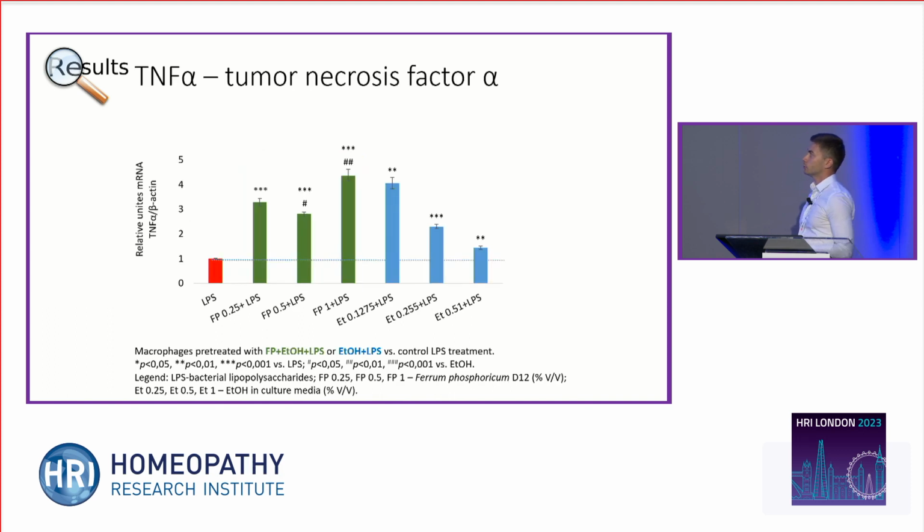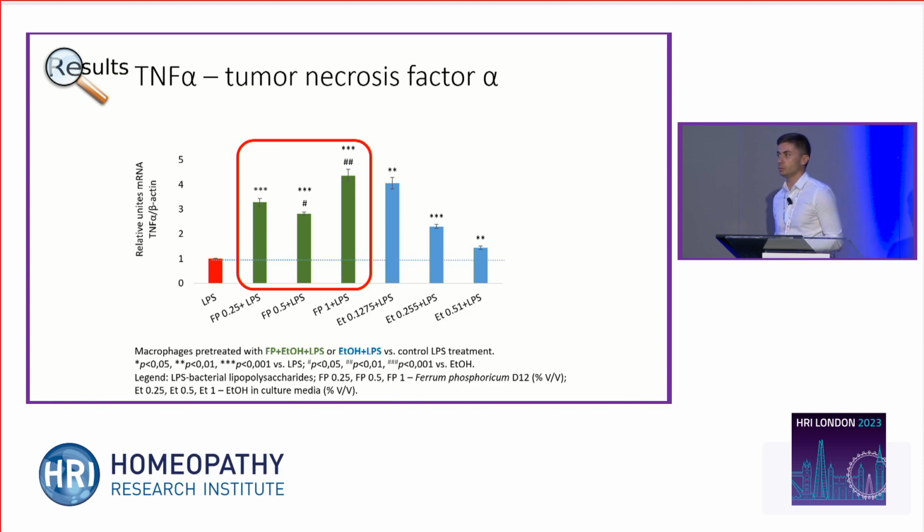Then, about tumor necrosis factor alpha. Here it's much clearer, as it was with interleukin-1 beta. We know that tumor necrosis factor and interleukin-1 beta are the major ones ruling inflammation in the first stage, the acute phase. And you perfectly see here that again we have a stimulation even greater than lipopolysaccharide alone does when you put ferrum phosphoricum in the culture media. And again you have a significantly different effect that distinguishes the effect of ferrum phosphoricum from the ethanol treatment.